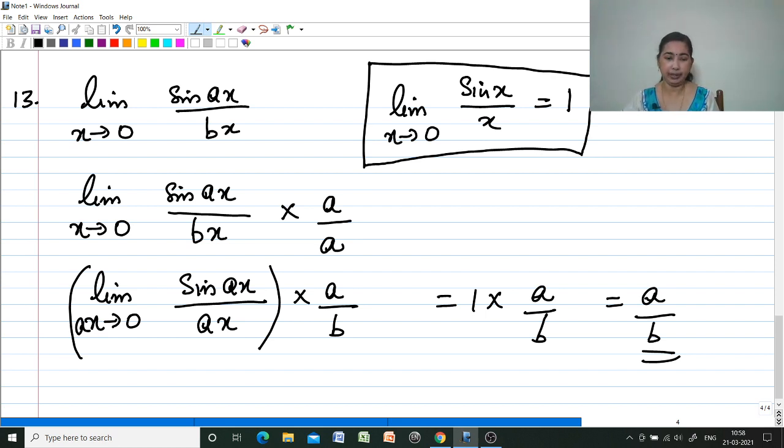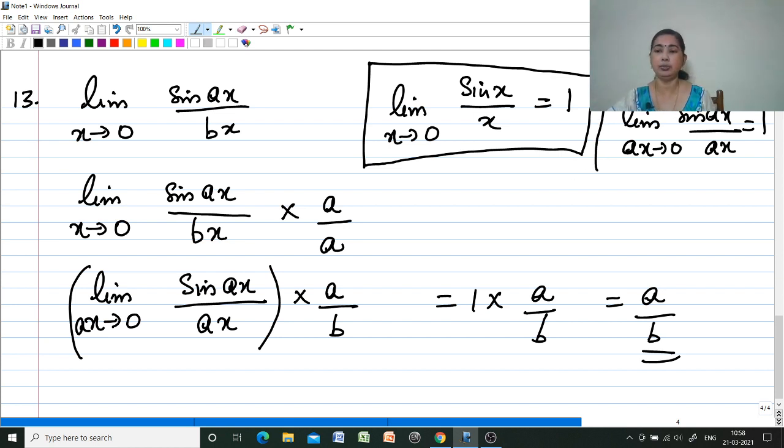So how to apply the limit for trigonometric results? You have to study this. This result is very important: limit x tends to 0, sin x by x is equal to 1. Same way, limit Ax tends to 0, sin Ax by Ax is also equal to 1. So accordingly, if I am giving the values for A as 2, 3, 4, 5, etc., the limit of this trigonometric result is the same as that of 1.